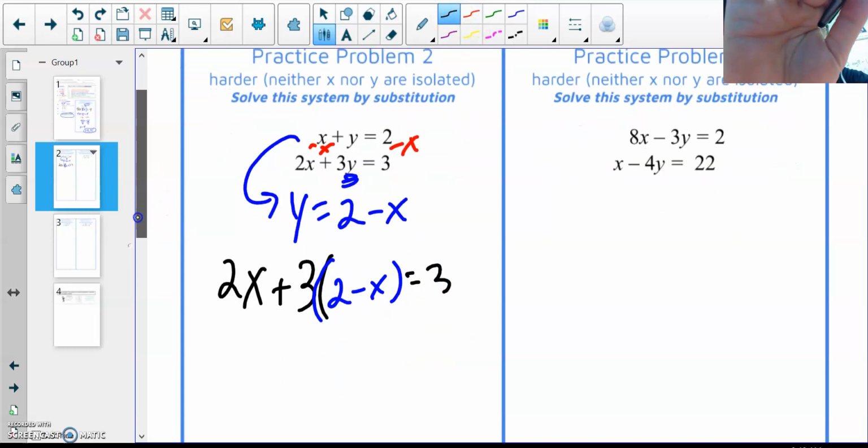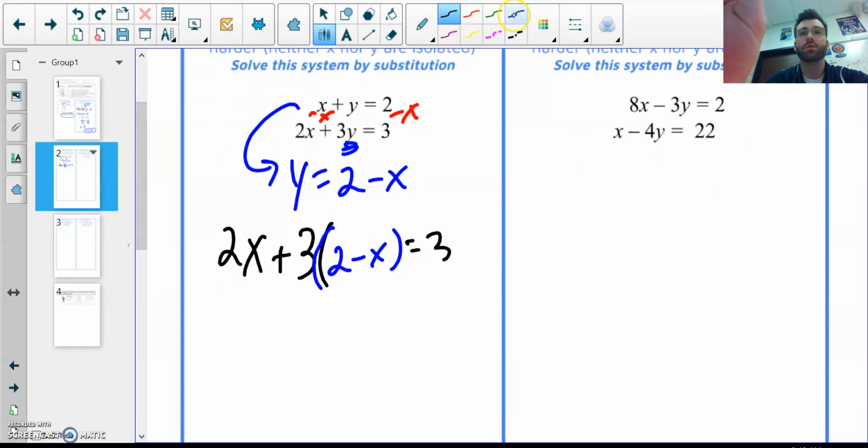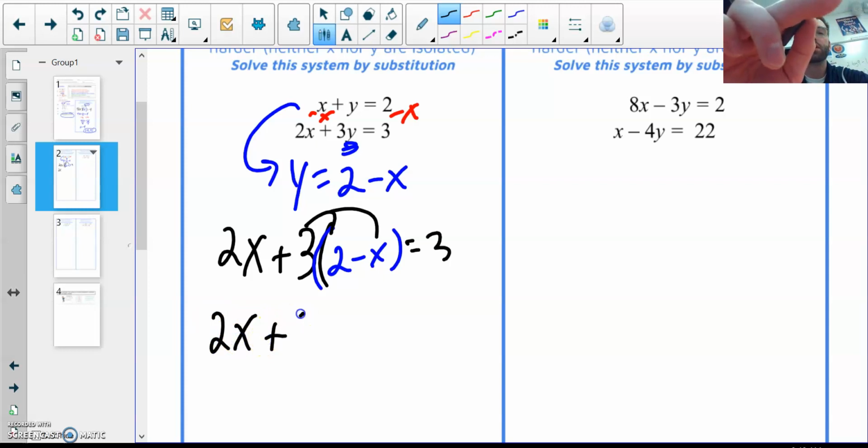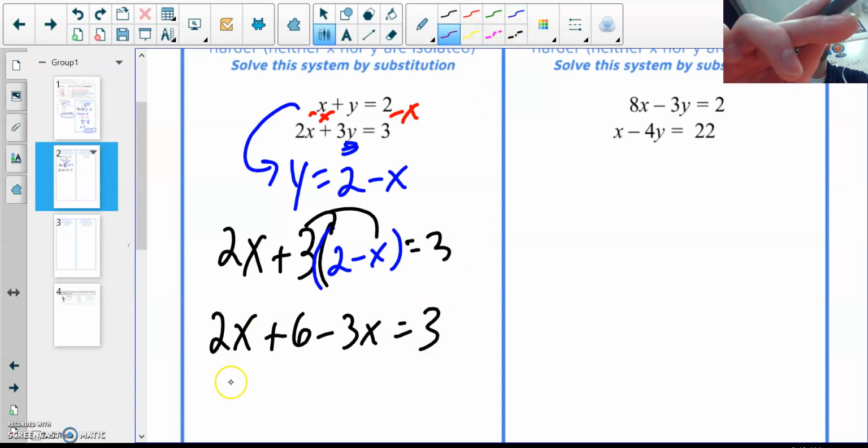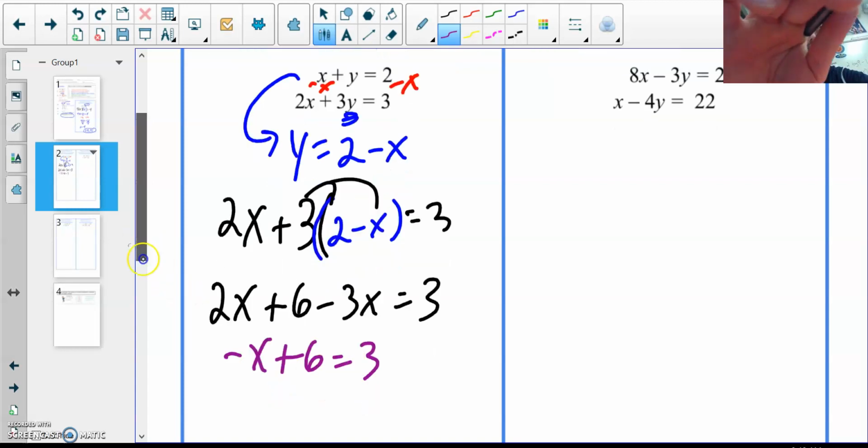So now let's solve for x. What I do when there's a number outside like this, attached to the parentheses, is distribute. So 2x plus 6 minus 3x equals 3. Combine like terms. I get negative x plus 6 equals 3.